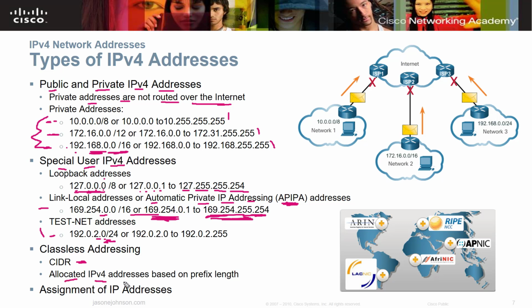So we allocate v4 addresses based on prefix length, and that's the slash. So a slash 24 means we have a subnet mask of 255.255.255 because we have 24 bits being used as the subnet mask. Again, my videos on subnetting will cover that a lot more.